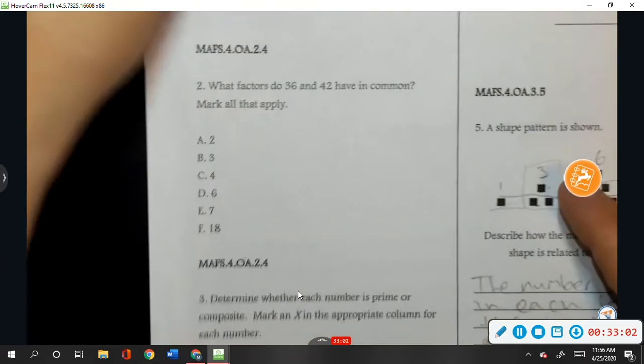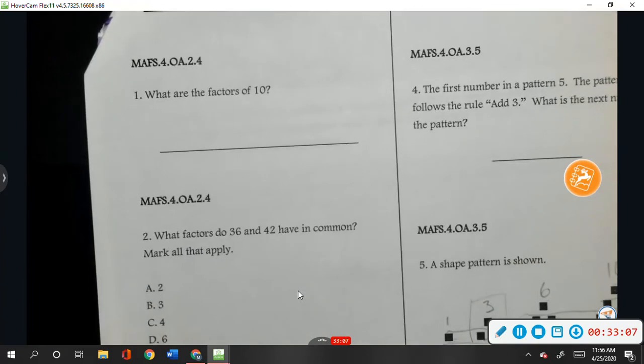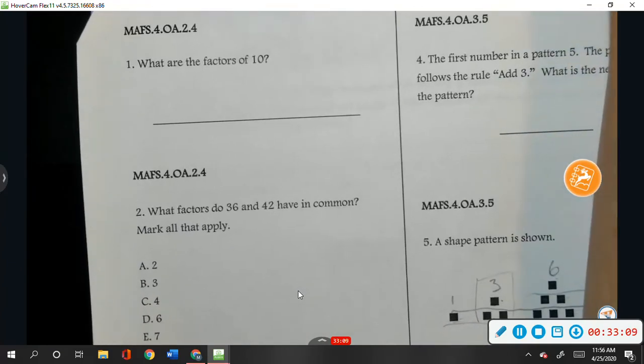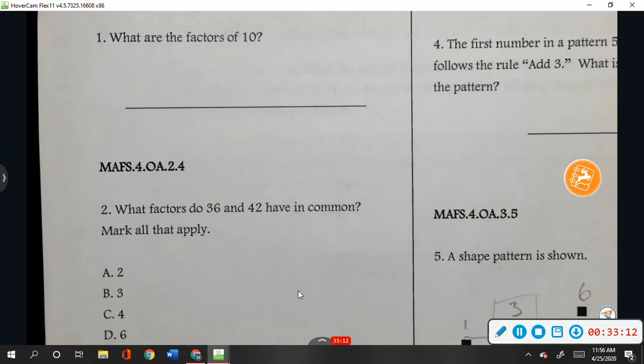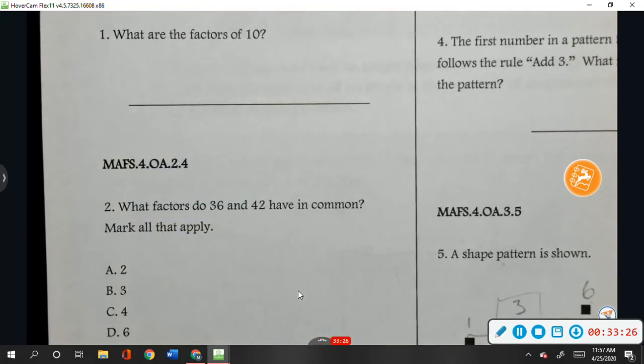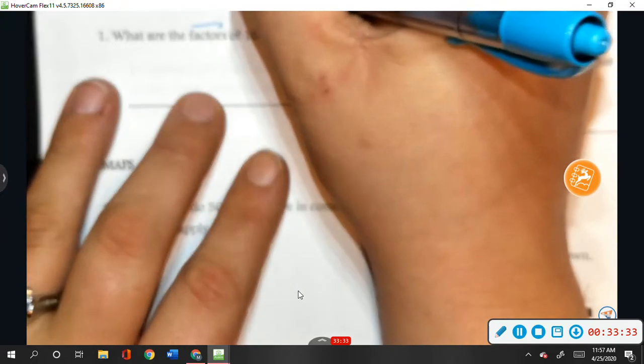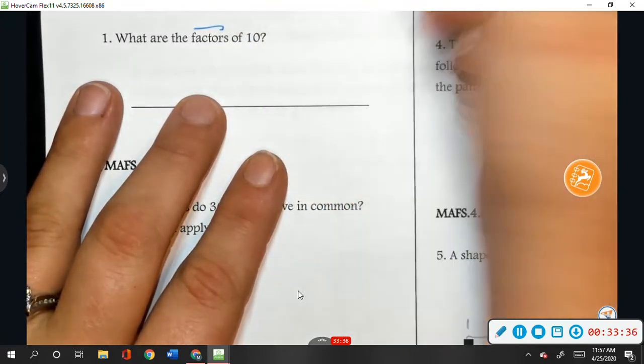Moving on to countdown. Day 11. What are the factors of 10? So we're getting a little bit more into our factors and multiples. We've been working with multiplication sentences for a while in the countdown. And again, this is a refresher. So if you're not sure about what a factor is, you need to go back in your math journal and find your notes that you hopefully took. So a factor is one of the two numbers we multiply together to get a product.